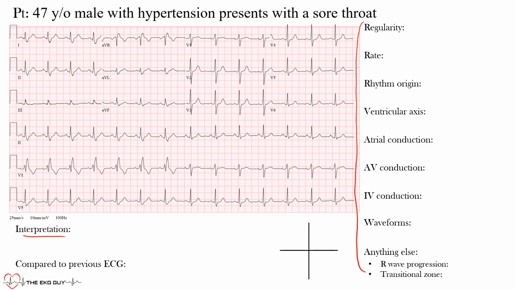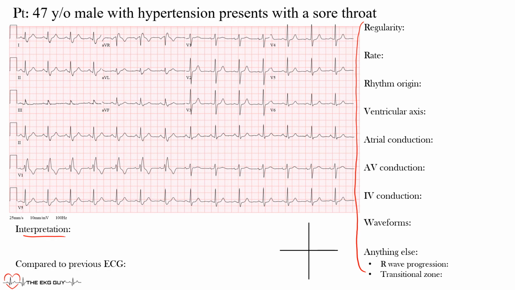So pause the video, try to go through this yourself, try to get an interpretation. When you're ready, start the video and we'll go through this together. Alright, so hopefully you had a chance to go through it yourself. So here we have a 47-year-old male presenting with a sore throat. He has a history of hypertension.